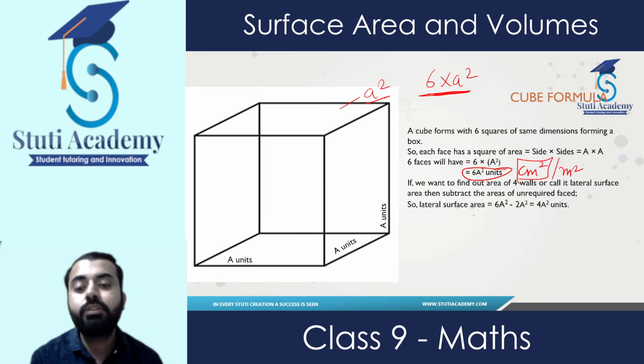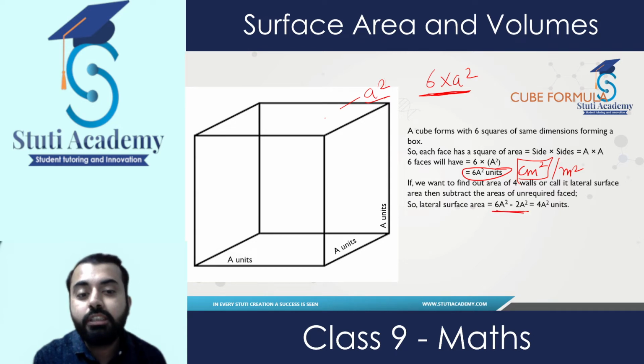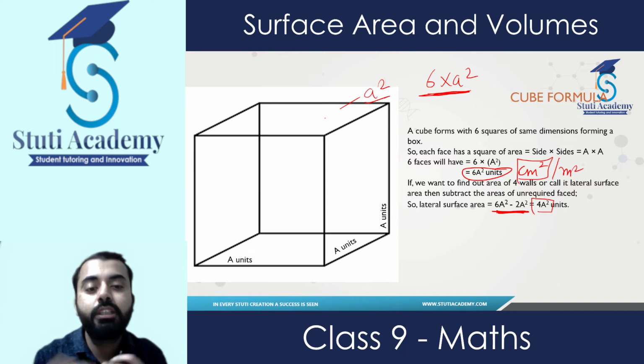Lateral surface area is what? It is that area of a given figure which does not include any top or bottom face. I have to consider the area of the four walls of a cube. In that case, what you have to do is subtract the area of the top and bottom faces: 6a square minus 2a square. What do you get? You get 4a square. The area of four walls in case of a cube is 4a square. You can simply say it is the lateral surface area of a cube.